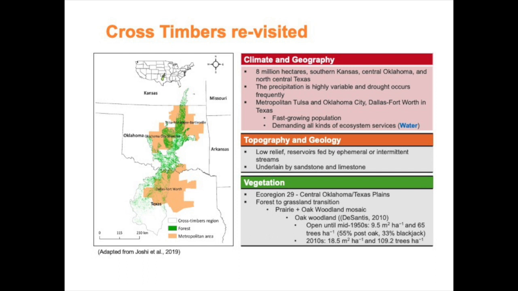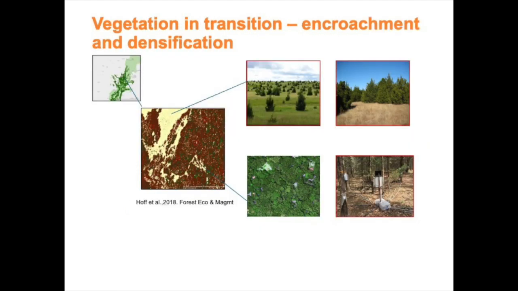Vegetation. This is in ecoregion 29, which they call the Central Oklahoma and Texas Plains. So forest and grassland are in transition, and we have the prairie and oak woodland mosaic. The oak woodland used to be quite open, but everybody knows it has gotten much denser, primarily by a process called encroachment, or densification, or mesification.